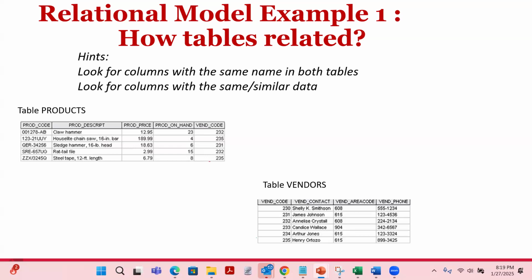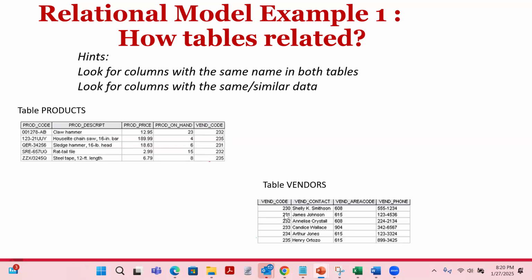All right. So our hints tell us to look at similar columns in both tables. So let's look at the columns. The product table has product code, description, price, product on hand, and vendor code. The vendor table has vendor code, vendor contact, vendor area code, and vendor phone. So vendor code is a column that exists in both tables, so most likely that is going to be our connection. But let's analyze the data first.